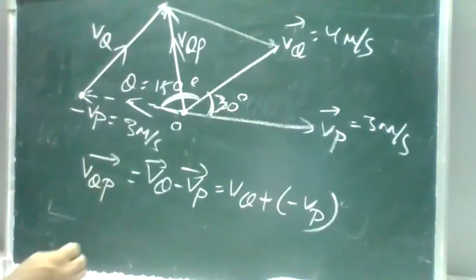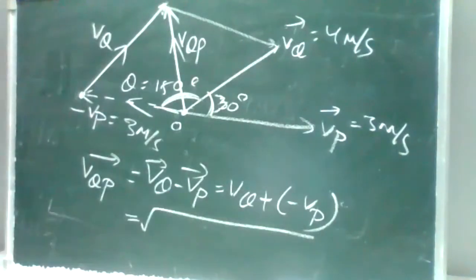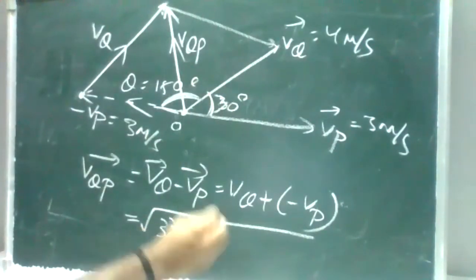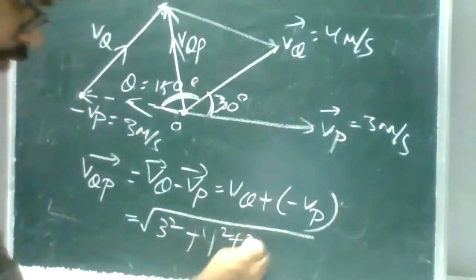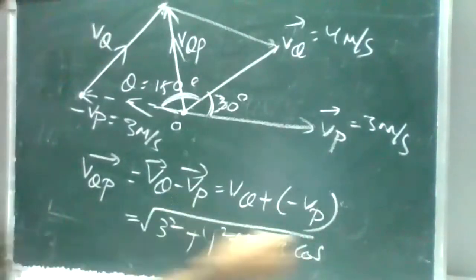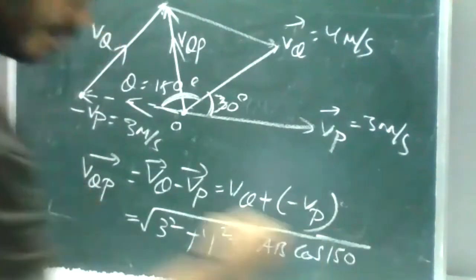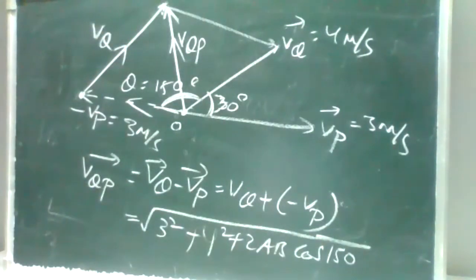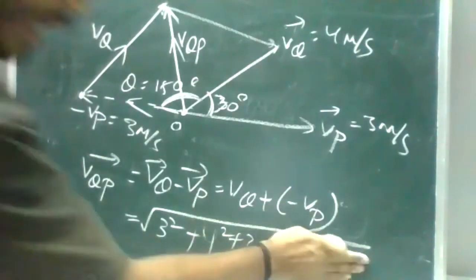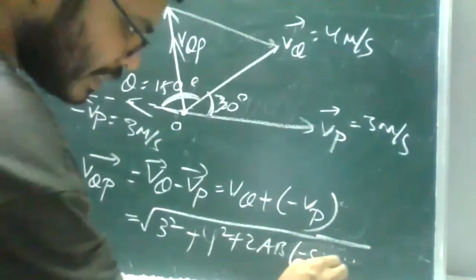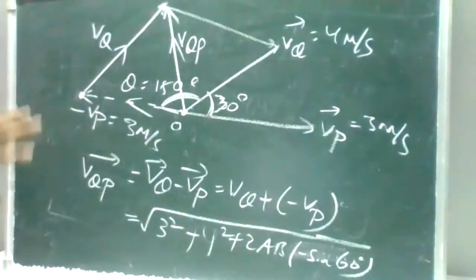In this relation, VQP is equal to square root of 3 square, that is a square, plus 4 square, that is b square, plus 2ab cos 150 degrees. Cos 150 degrees I can write as 90 plus 60 degrees, or 180 minus 30 degrees. 90 plus theta is in the second quadrant, so cos 90 plus theta is minus sin theta. So the relation is minus sin 60 degrees.